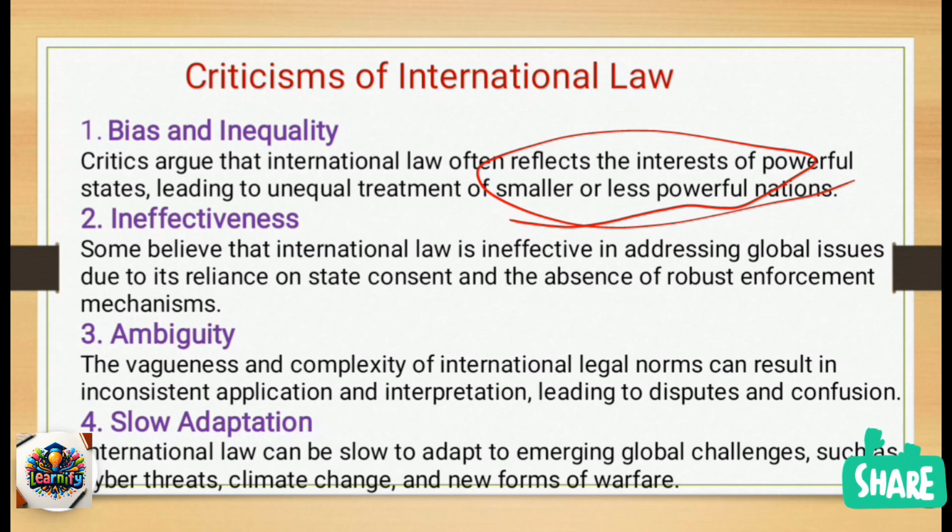Ineffectiveness. Some believe that international law is ineffective in addressing global issues due to the reliance on state consent and the absence of robust enforcement mechanisms. Ambiguity. The vagueness and complexity of international legal norms can result in inconsistent application and interpretation, leading to disputes and confusion. Slow adaptation. International law can be slow to adapt to emerging global challenges such as cyber threats, climate change, and new forms of warfare.